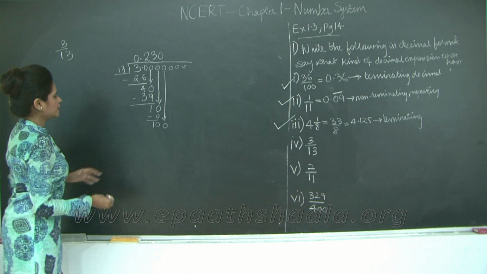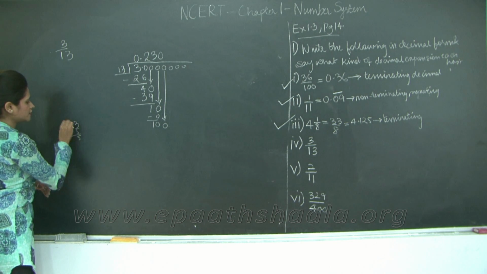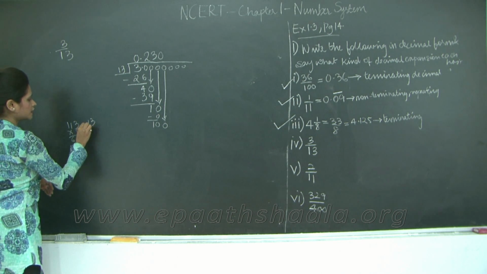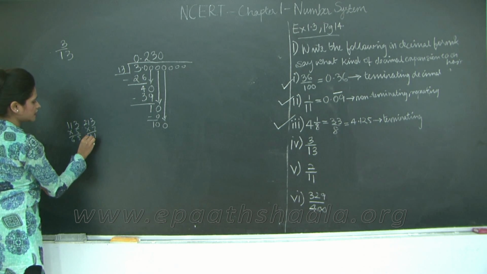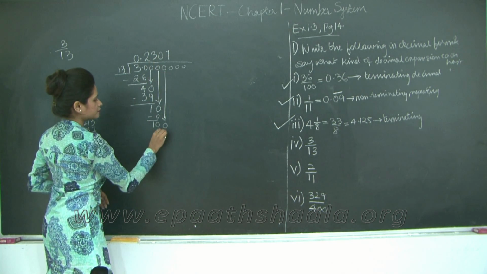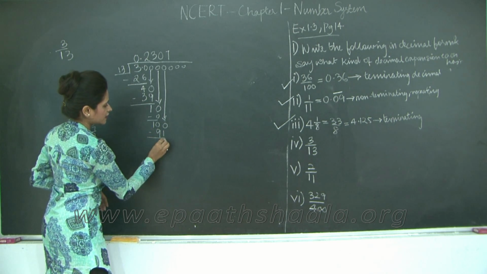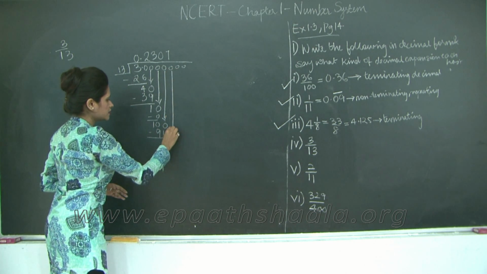Now let's check. 13 into 5, 5 3s are 15, 5 1s are 5, 65. 13 into 7, 3 7s are 21, 7 1s are 7, 8 9. So 13 7s are 91. I am left with 9. 100 minus 91 is 9. I bring down this 0.